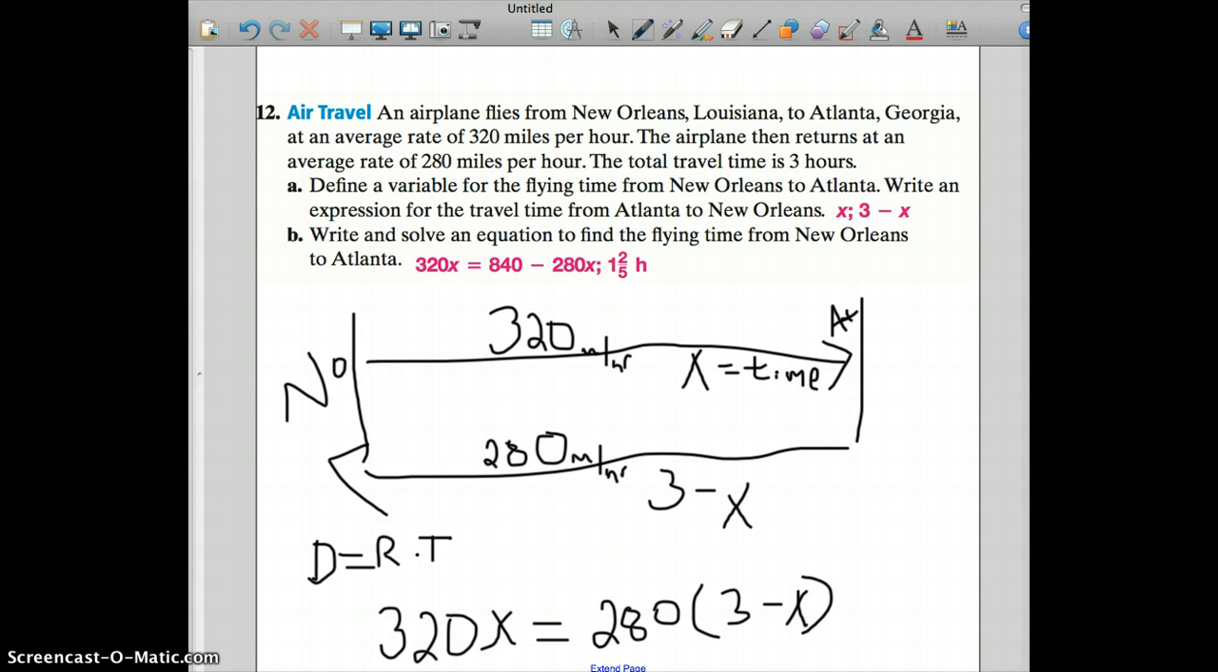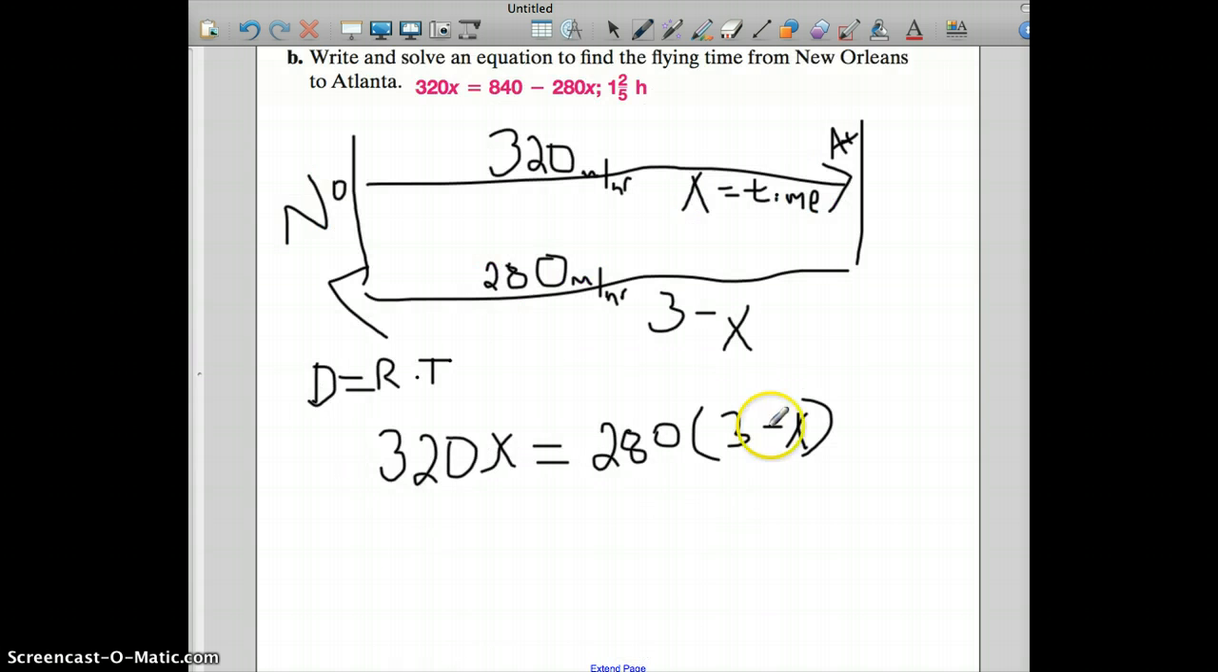Again, be very, very careful that you are distributing properly. Make sure you take the 280, multiply it times the 3, and then multiply it times the x. That's going to give you a negative 280x over here. Combine like terms and solve. Good luck. Here are the answers at the top for you to look at and compare your results.